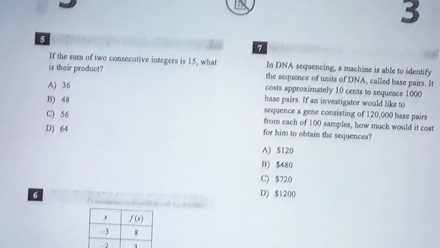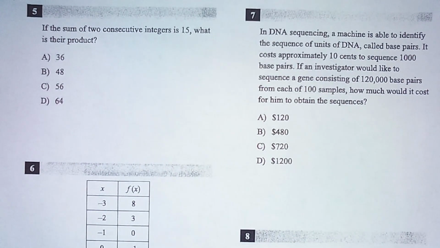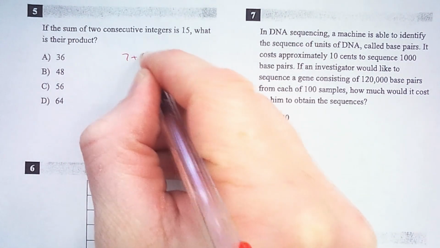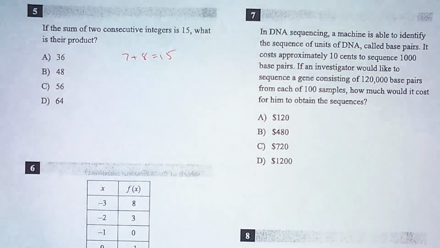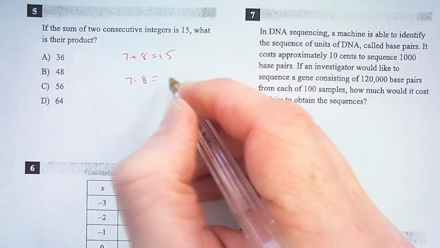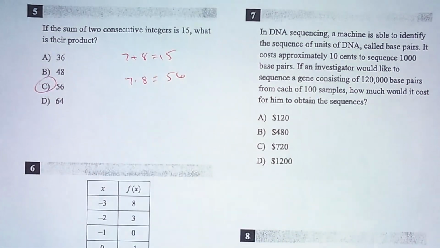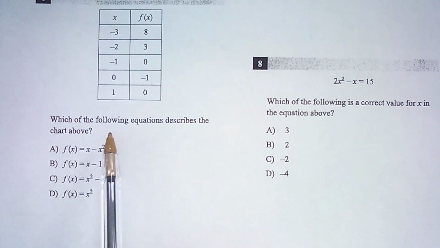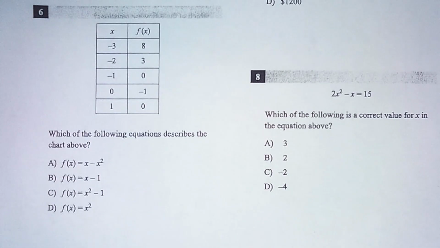Number 5, if the sum of two consecutive integers is 15, what is their product? So consecutive integers means one right after the other. The two consecutive integers that add up to 15 are 7 and 8. So what is their product? So that means multiply them. 7 times 8, and 7 times 8 is 56. Option C.